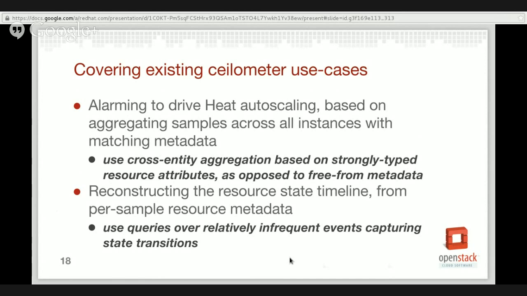So that's a much more efficient way to store it, and also a much more efficient way to query it, because the volume of data being queried when we store things in the form of events, as opposed to snapshots of resource data, is orders of magnitude smaller.